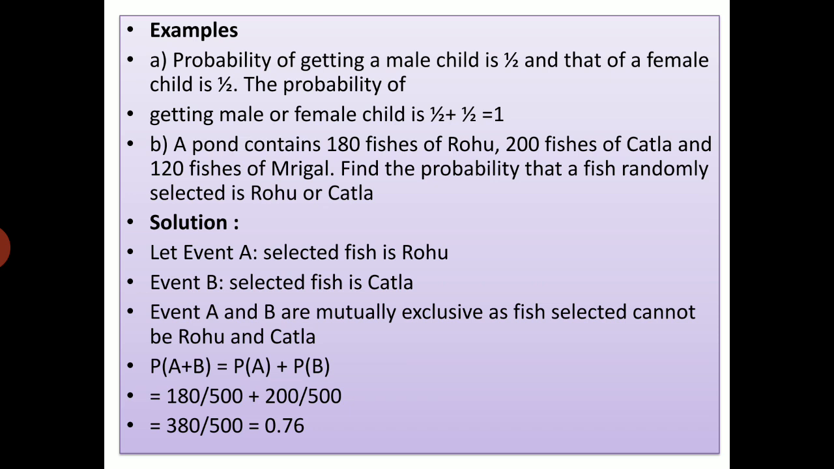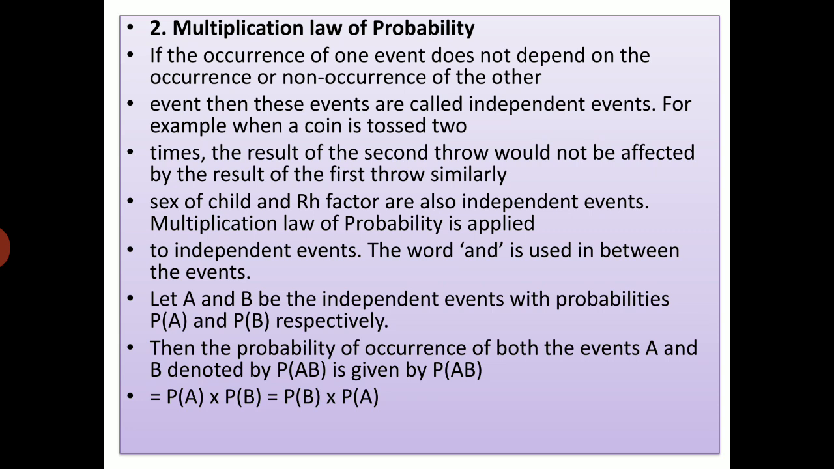Okay. So in percentage, you can see there is a 76% chance that whenever you put a net in the water, the fish you get will be rohu or katla. Okay. Now, how can we use a similar law in the case of multiplication?